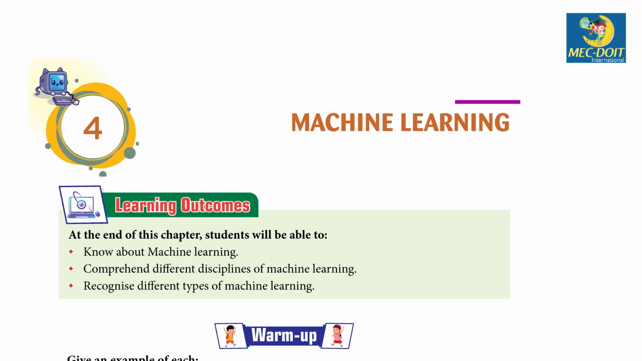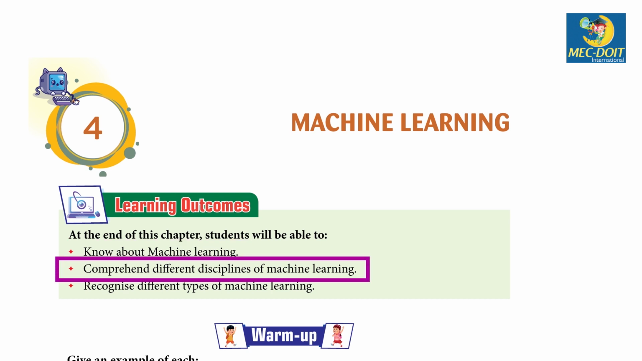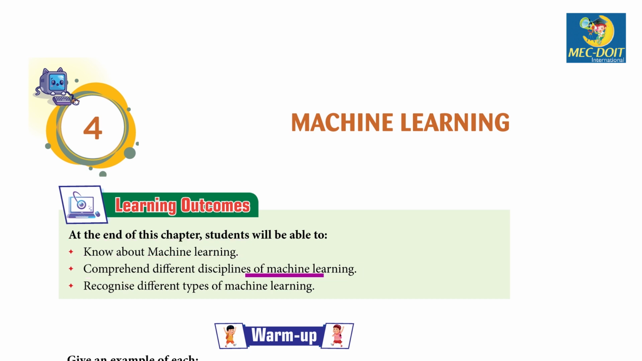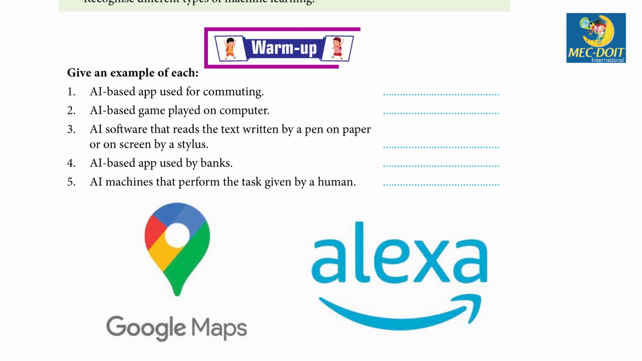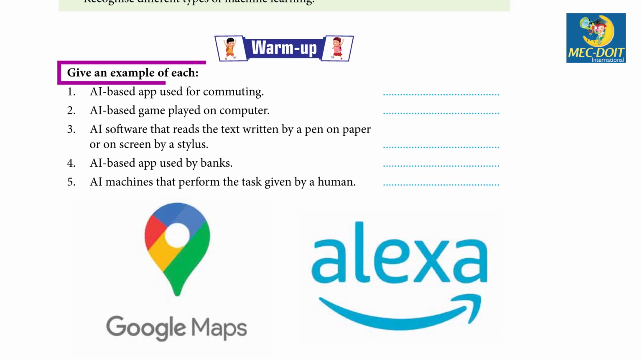Chapter 4 Machine Learning. Learning Outcomes. At the end of this chapter, students will be able to know about machine learning, comprehend different disciplines of machine learning, and recognize different types of machine learning. Warm up. Give an example of each.